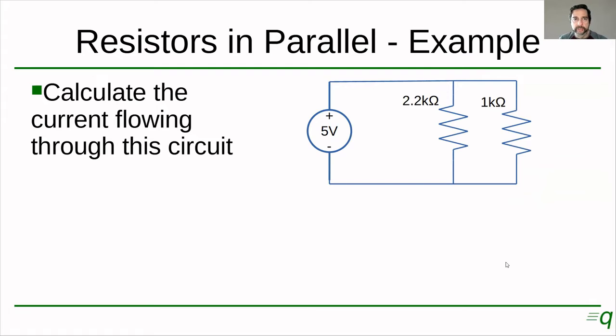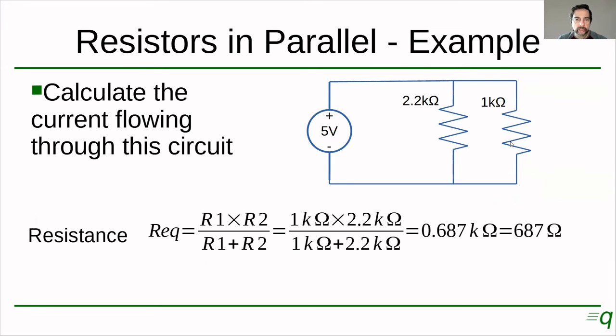Let's see an example here. Let's calculate the current flowing through this circuit. We have a 5-volt power supply and two resistors in parallel. The values are 2.2 kilo ohms and 1 kilo ohm. So we start by calculating the equivalent resistance, which is R1 times R2 over R1 plus R2. That is 1K times 2.2K over 1K plus 2.2K. The result of this is 0.687 kilo ohms, or 687 ohms.